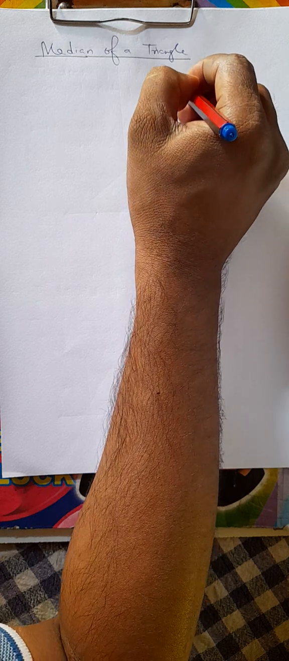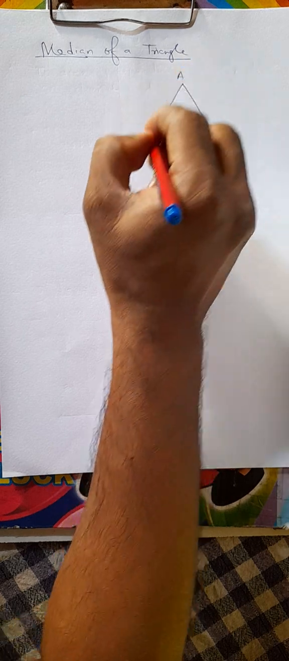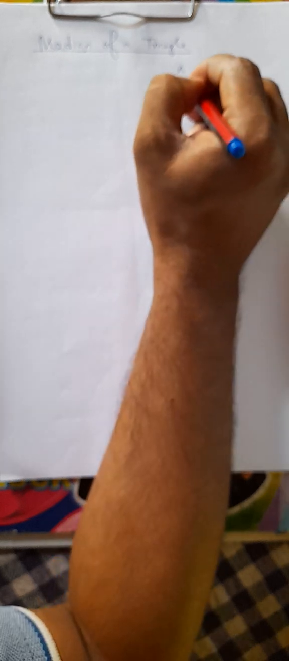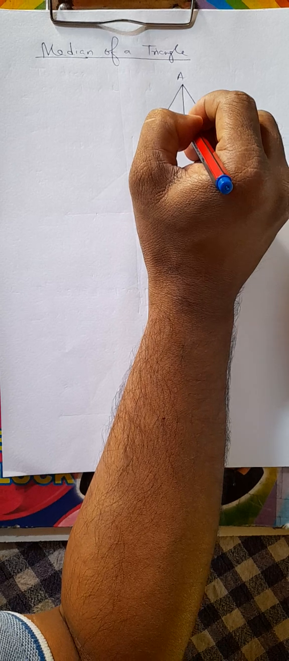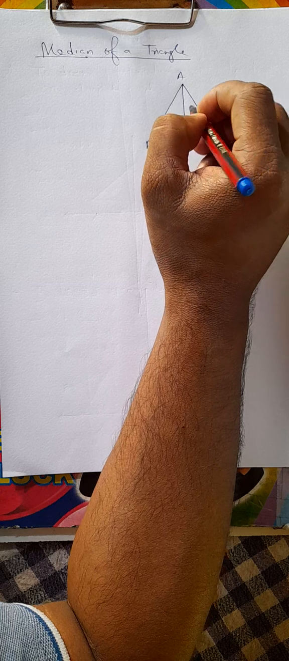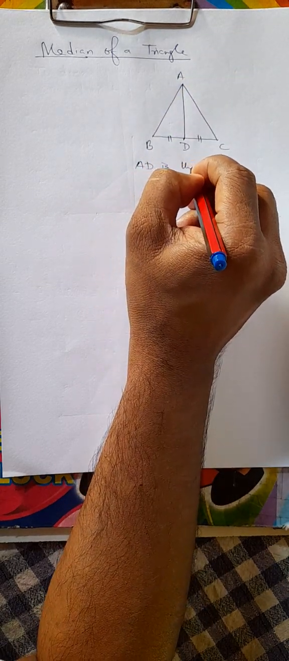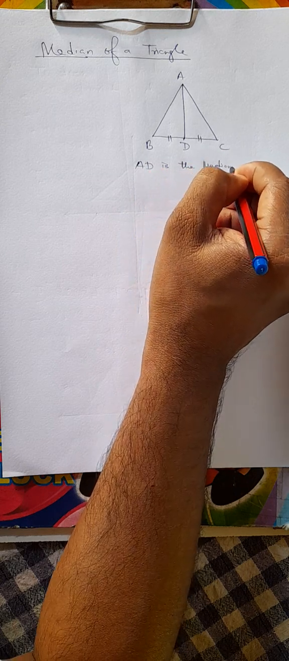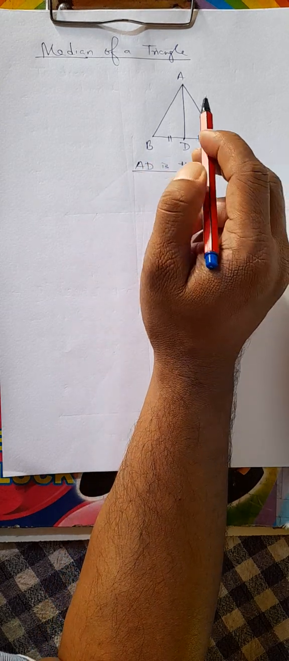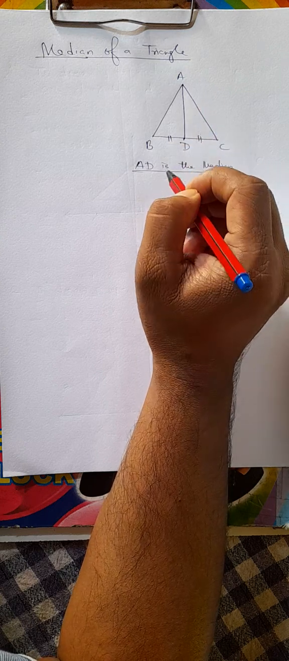Let us draw a triangle. Suppose this is triangle ABC. Now let's imagine D is the midpoint of BC. Now let us join A and D. Now this line is called the median of this triangle, right? AD is called the median. So median means the line segment joining a vertex to the midpoint of the opposite side.